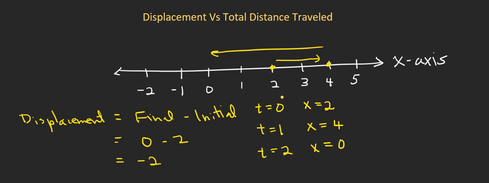Now, what about the total distance this particle traveled during those 2 seconds? It's not negative 2. You have to add up. It traveled from 0 to 1 second, distance of 2. And then it traveled 1, 2, 3, 4 from t equals 1 to 2. So therefore, the total distance the particle traveled is 6. And we're going to look at more examples.